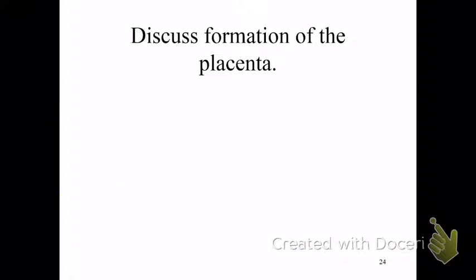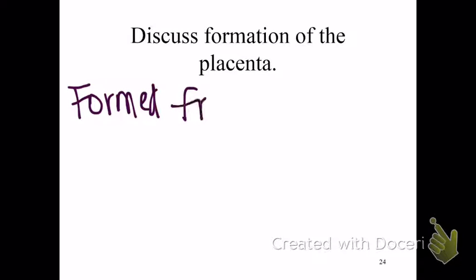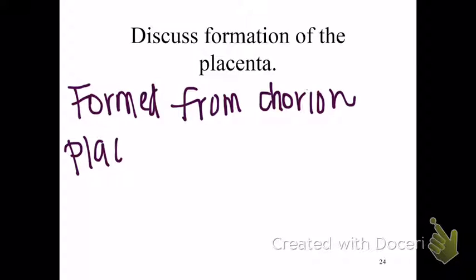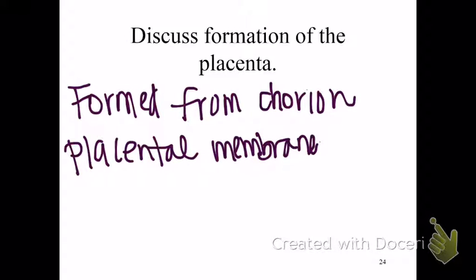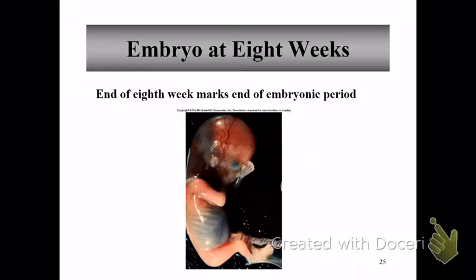Okay, so discuss the formation of the placenta. Well, we know it's formed from the chorion. We'll write formed. Okay, we know that there's embryonic capillaries and maternal capillaries. We also know, add this in, that it's got the umbilical cord attached. Okay, so good deal. Next question.